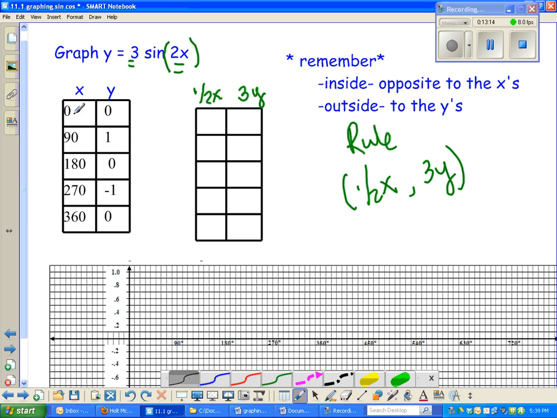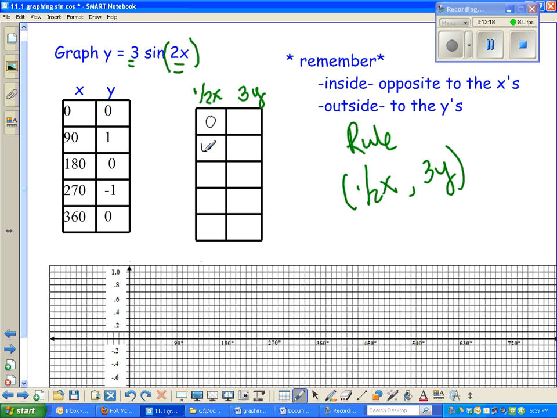If we transform the x's, half of 0 is still 0. Half of 90 is 45. Half of 180 is 90. Half of 270, I believe, is 135. And half of 360 is 180 degrees. And now we need to transform the y's. So 0 times 3 is 0. 3 times 1 is 3. 0 times 3 is 0. We get -3 and 0.